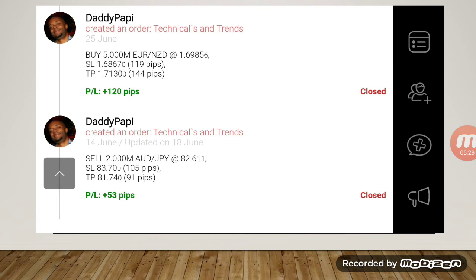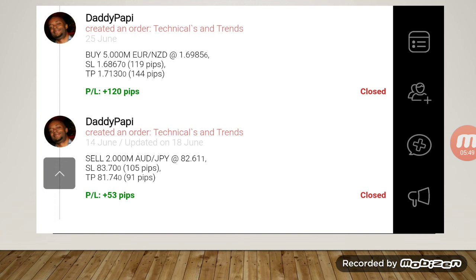100 pips is a normal maximum on my live account with regards to these types of trades. But since this was a demo account, and it was a trading contest, I decided to push it a little bit and be a little bit more aggressive. And so this was why I was able to capture this trading gain of 120 pips.